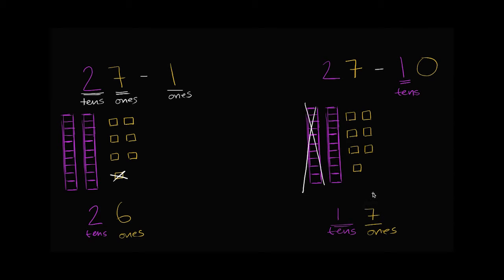And another way that you could think about it, and this might be the way that you did it when I first asked you to do it, is that if I'm taking away a 1, I'm going to reduce my ones place by 1. So I go from 27 to 26. But if I'm taking away a 10, then my tens place is going to go down by 1. So I go from a 2 in the tens place to a 1 in the tens place. I go from 27 to 17. The ones place didn't change.